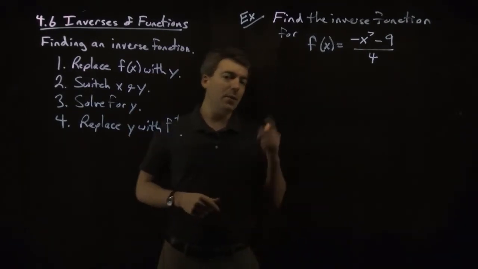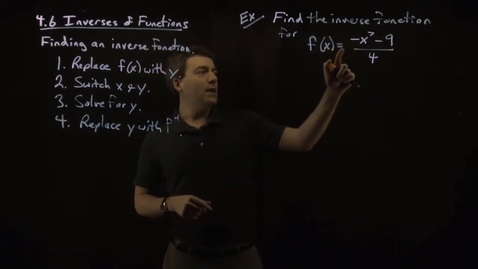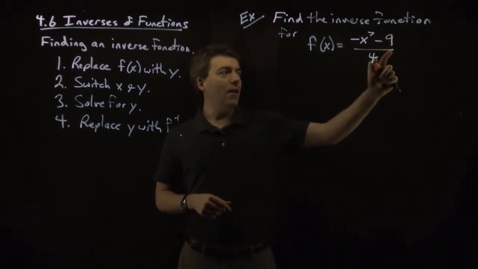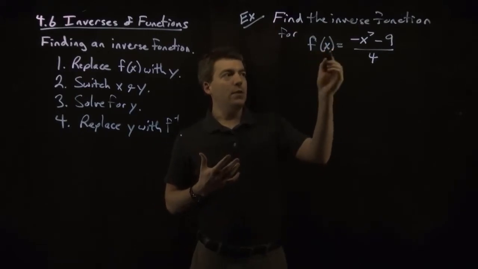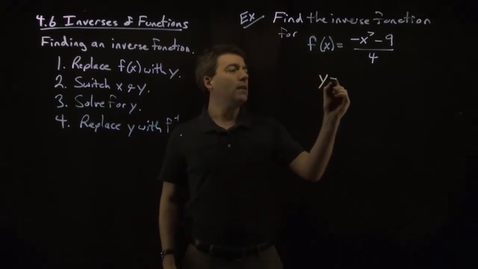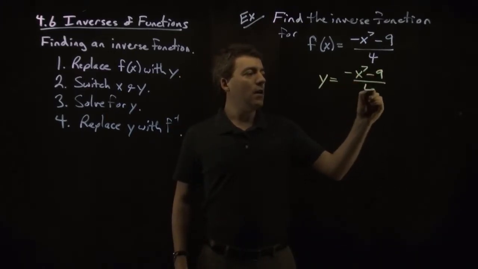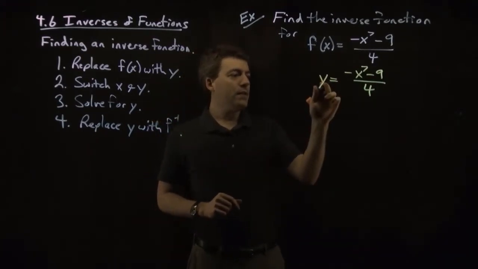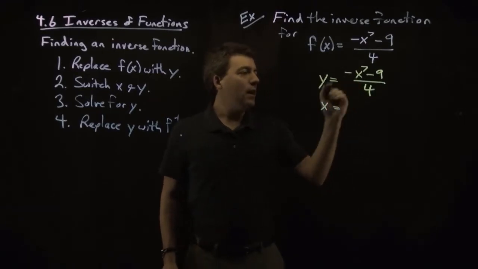All right, so let's do that with this function over here. We want to find the inverse function for f of x equals negative x to the 7th minus 9 all over 4. The first thing we do is take f of x and replace it with y. So y equals negative x to the 7th minus 9 over 4. Now we switch the roles of x and y, so the y becomes an x and the x becomes a y.